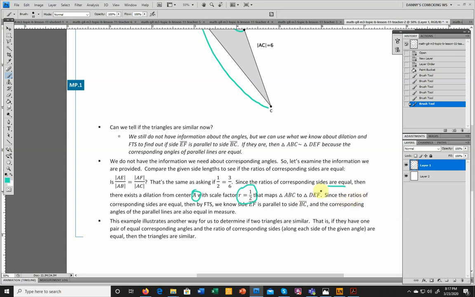Since the ratios of corresponding sides are equal, then by FTS, we know side EF is parallel, meaning it goes the same way as BC. Remember, parallel means that lines do not cross and they do not go away from each other. They're running along the same track. No matter how long the line goes, it could go on into infinity. If it is parallel, it will never cross or go away from the other line. It goes along the same line. Like a set of train tracks, each side of the train tracks are parallel as long as the track goes. If they weren't parallel, your train would crash.